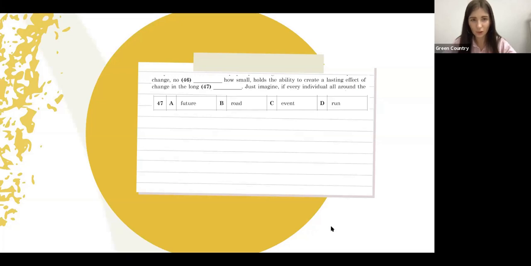Long future, long run. Okay. If you chose long future, you're right, but we have another state phrase that you might remember. It's a long run. It means for a long time in the future. It's a state phrase, and we use it all the time. Long future doesn't make any sense. We cannot say that in English. So long run. Remember, it means for a long time in the future.